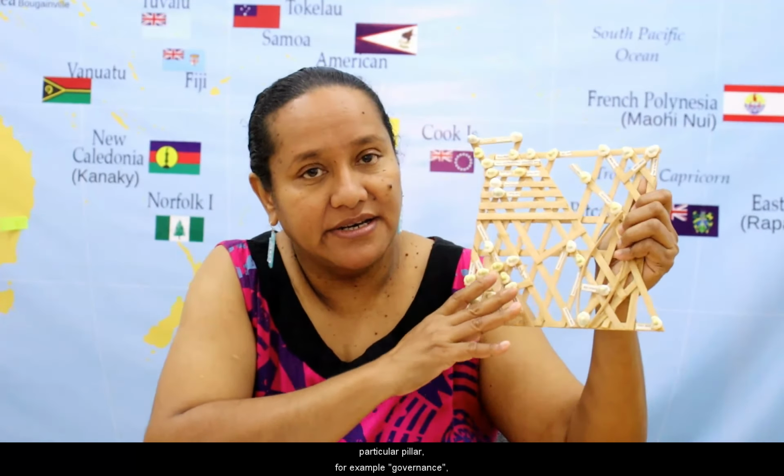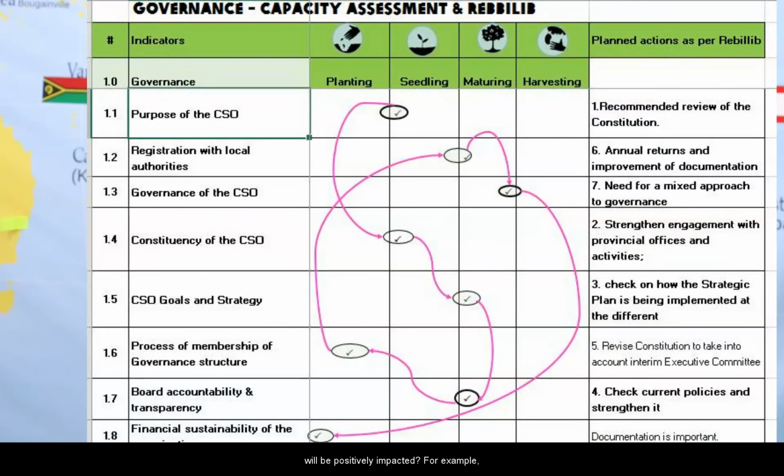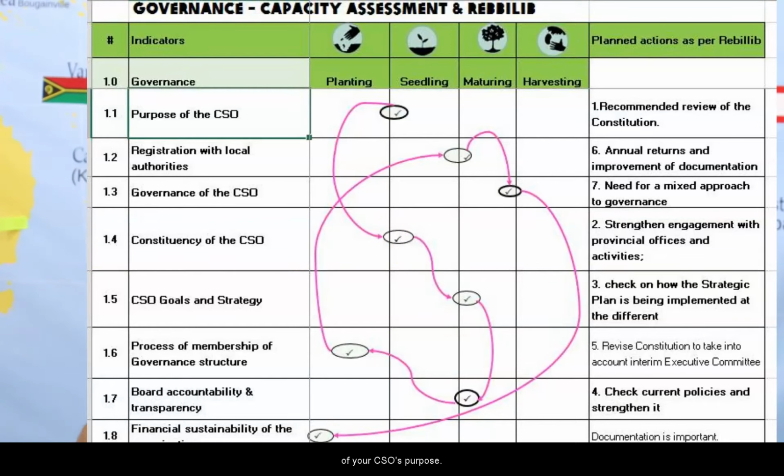Having decided where you want to start and what you want to do, you then need to reflect on what other area under that particular pillar, for example, governance, will be positively impacted. For example, if you improve on 1.1 by undertaking awareness consultations with your members, the next possible area to be impacted under governance could be 1.4, which is about your constituency of a CSO, since your members will now have a better understanding of your CSO's purpose.